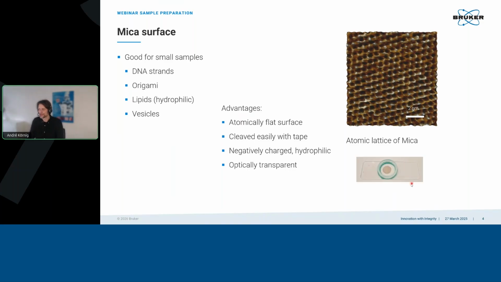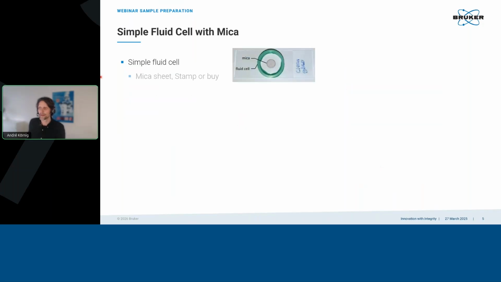What we often use is one of these fluid cells. I will show you the protocol to get such a fluid cell. You use just mica sheets. Either you stamp them from a larger sheet, or you can buy them already in this rounded shape. You glue it on a glass slide or a metal stub or some other support. In this case, it's on a glass slide. We recommend using either epoxy glue or some UV glue.